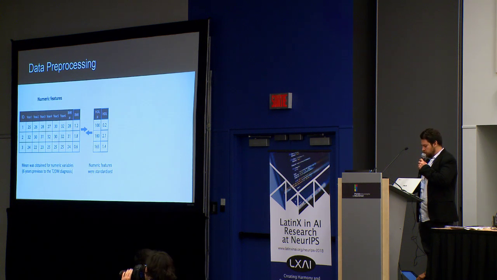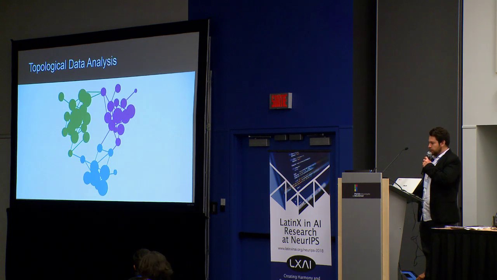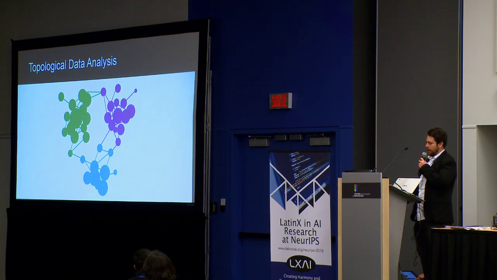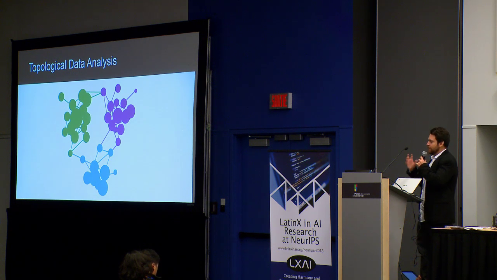Well, this is just some basic data processing that I did. I standardized all the numeric features, and I also converted all the categorical variables into dummies. And this is the TDA. As I said, the idea behind TDA is to study the shape of the data, which comes from topology. Topology is a field of mathematics that comes from persistent homology and Morse theory, that basically the idea is to study how the data is connected, in some way it's connected.